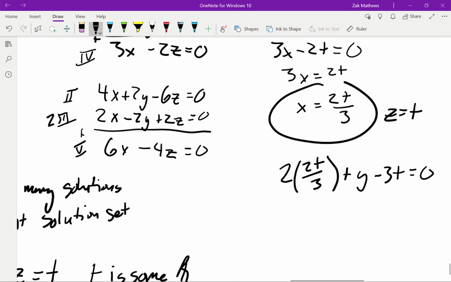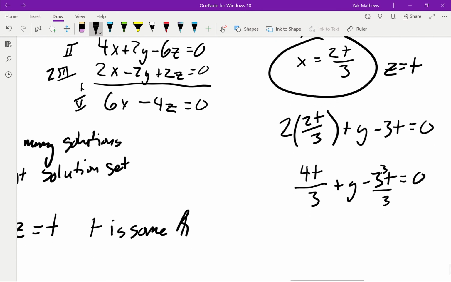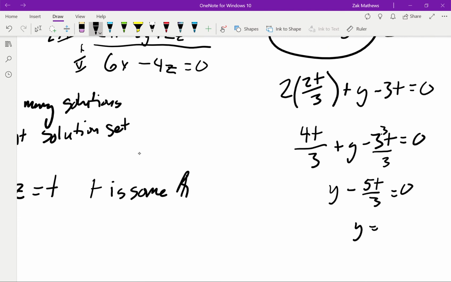Let's do a little simplification. So we have 4t over 3 plus y minus 3t. I can simplify those t expressions, but I need a common denominator, which would be 3. So if I put a 3 here, I need to multiply the top by 3 as well. So we have 4t minus 9t, which is negative 5t. And so solving that for y, we get y equal to 5t over 3. And so now we have the solution.